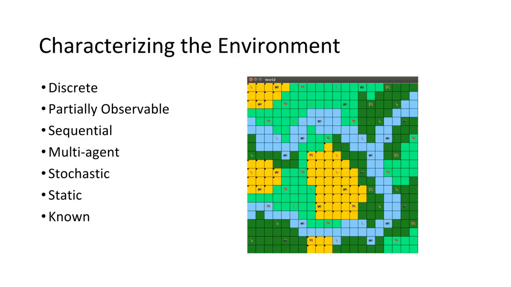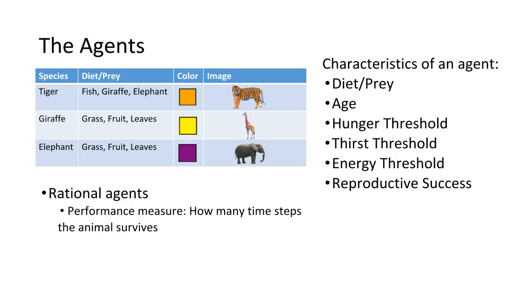There are 3 animals in our environment: tigers, giraffes, and elephants. They all consume resources scattered throughout the world. In addition, tigers can eat both giraffes and elephants. We have 2 versions of the GUI. One in which the animals are represented by colored squares, and the other in which we have pictures of the animals. The animals are modeled as rational agents, and their performance measure is how long they survive.